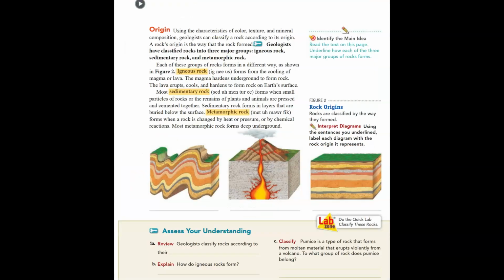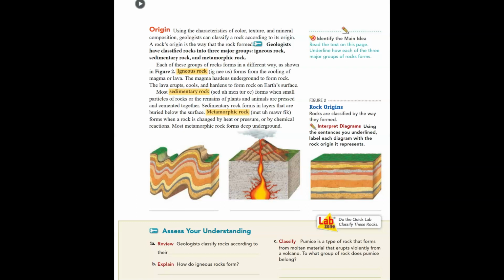Using the characteristics of color, texture, and mineral composition, geologists can classify a rock according to its origin. A rock's origin is the way that the rock was formed. Geologists have classified rocks into three major groups: igneous rock, sedimentary rock, and metamorphic rock. Each of these groups of rocks forms in a different way, as shown in Figure 2. Igneous rock forms from the cooling of magma or lava. The magma hardens underground to form rock. The lava erupts, cools, and hardens to form rock on Earth's surface.